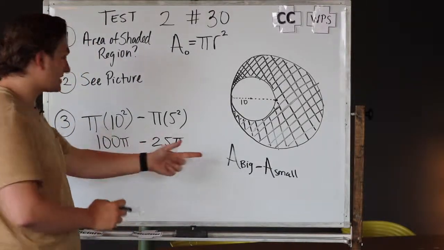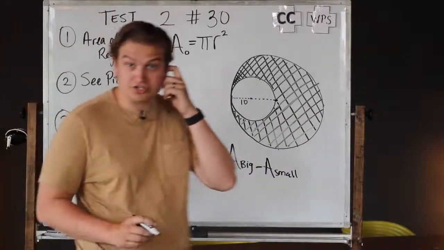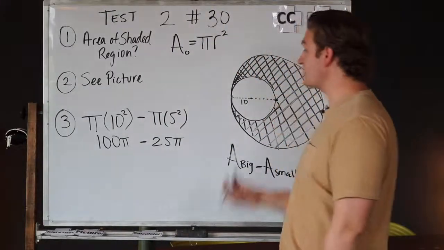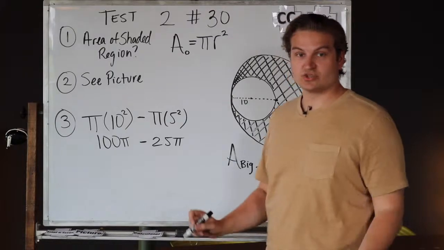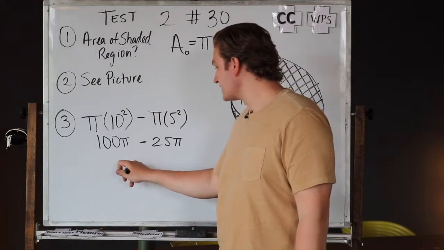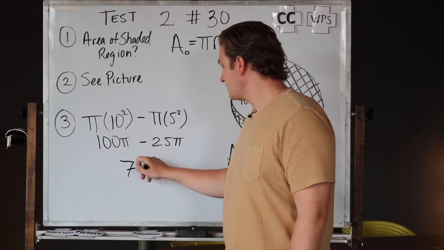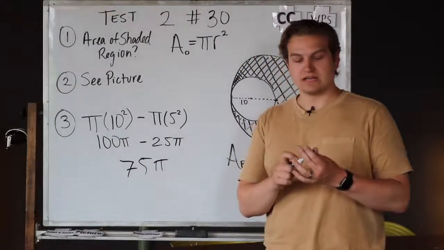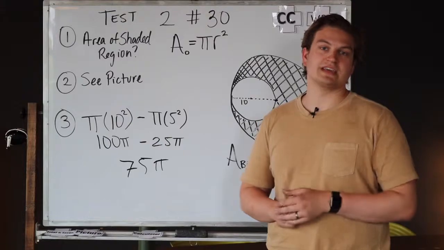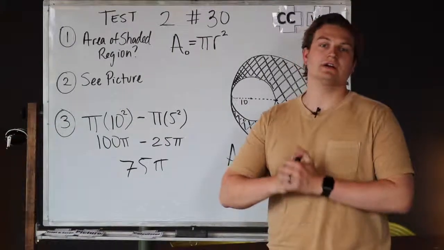So the area of the big shape minus the area of the small shape to find the area of the shaded region is 100 pi minus 25 pi, which leaves us with 75 pi. And 75 pi is answer choice K. So K is the answer to this question.